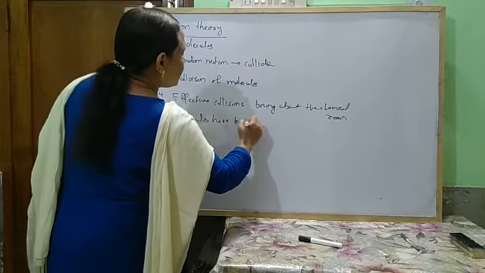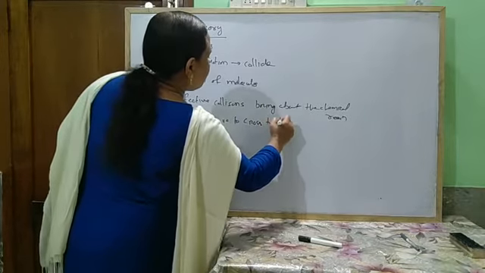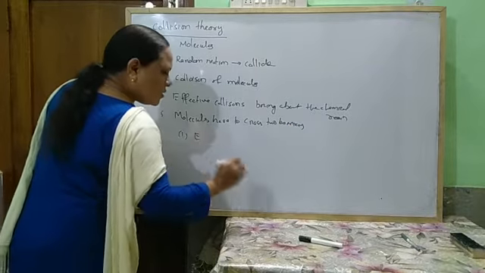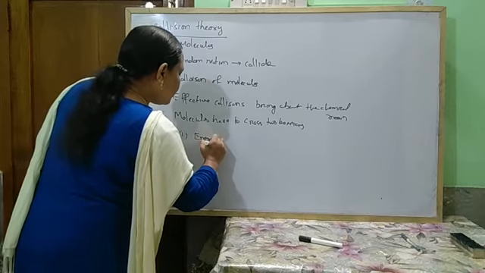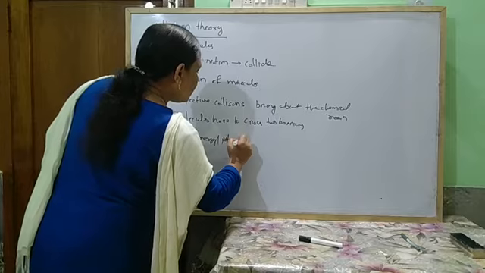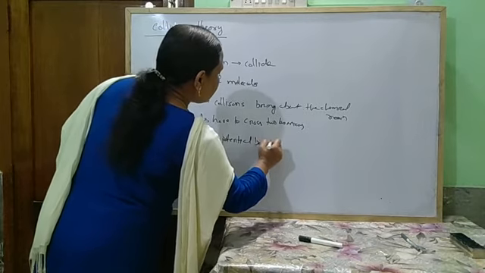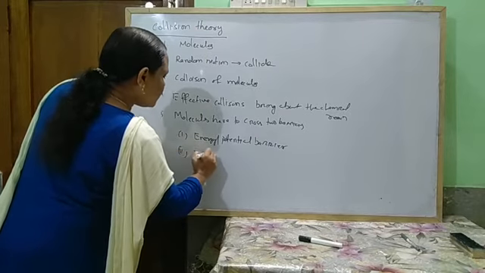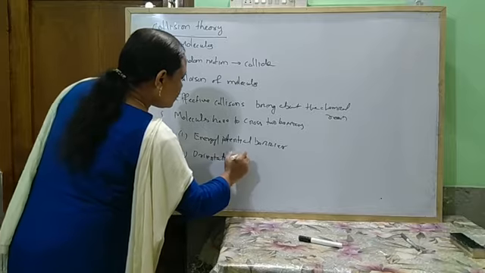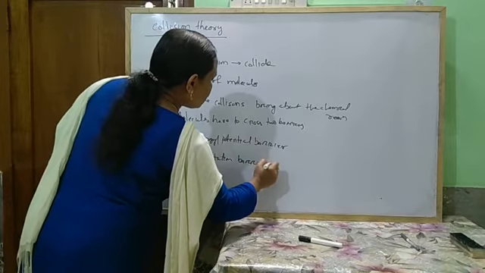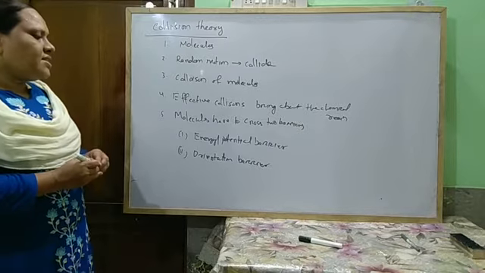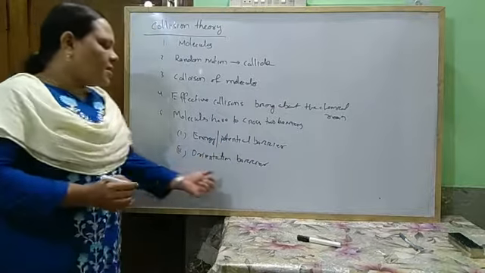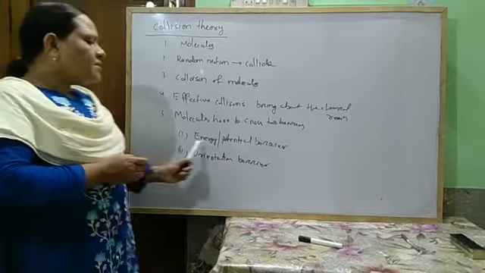The molecules have to cross two barriers. One is the energy barrier, also called the potential barrier, and the other is the orientation barrier. So there are two barriers: the energy or potential barrier, and the orientation barrier. So what is this energy barrier?